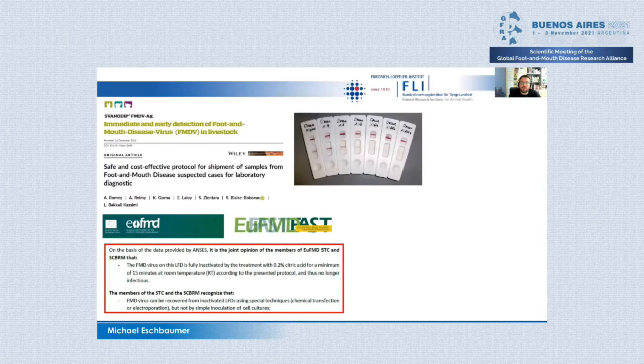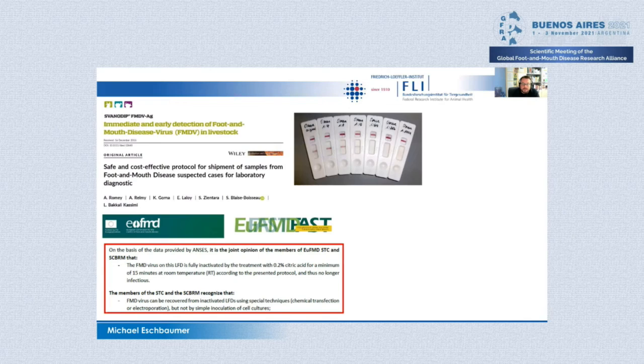I think you're all familiar with lateral flow devices that are used for the pen site detection of FMDV antigen. It has been convincingly shown by the EU Reference Lab for FMD that the virus in positive LFDs can be reliably inactivated by immersion of the LFD in a low pH citric acid solution. After the treatment, no infectious virus remains on the LFD, but the FMDV RNA is still present and can be used for confirmatory PCR in a laboratory, sequencing, or even virus rescue by transfection of cell cultures.